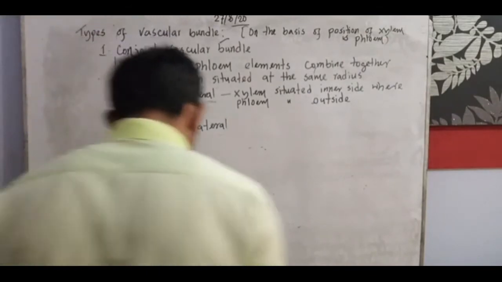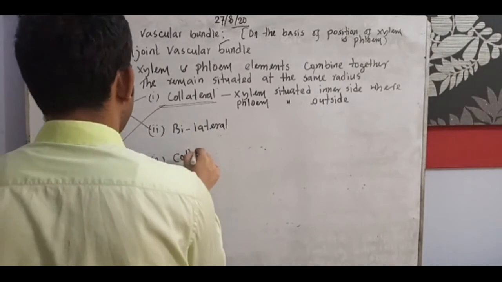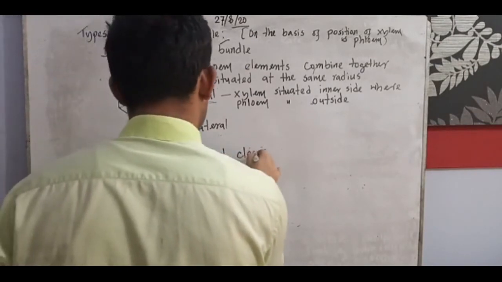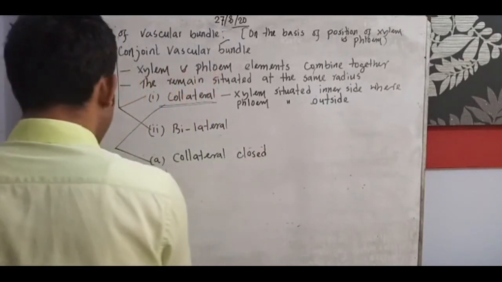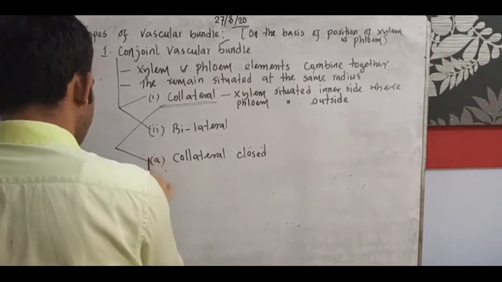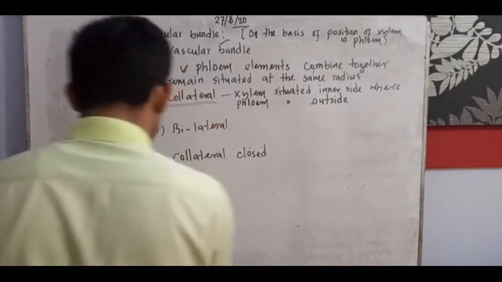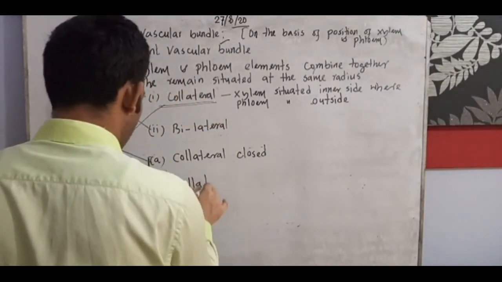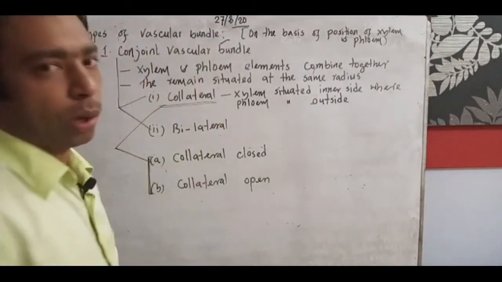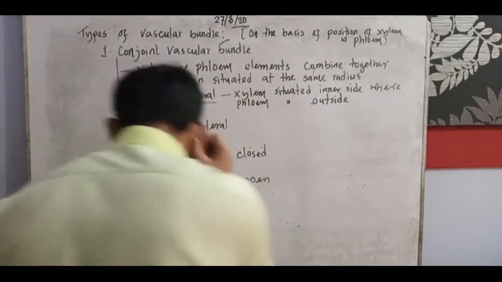First one is collateral closed, and another one is collateral open. It is very important to know. I will make you understand. At first, write this down: collateral closed and collateral open.